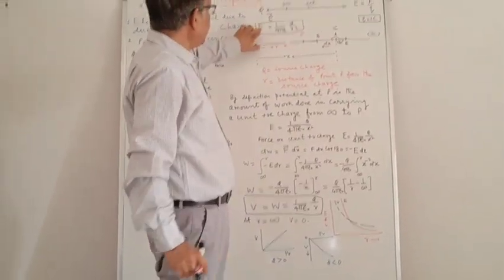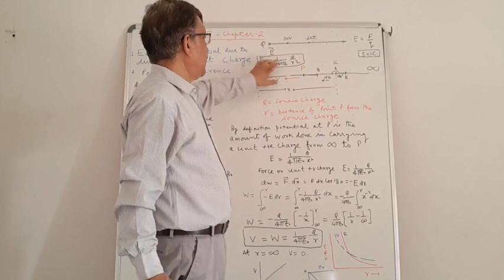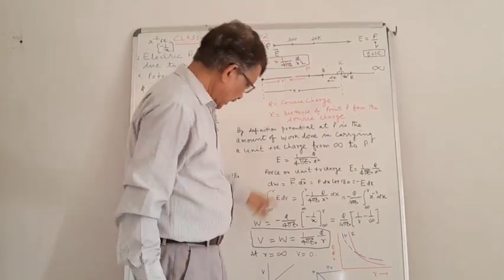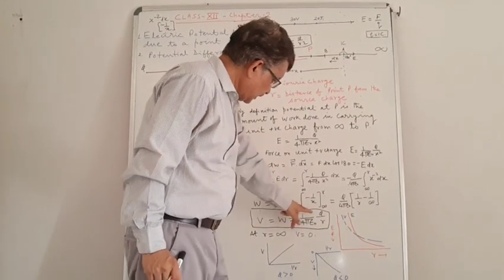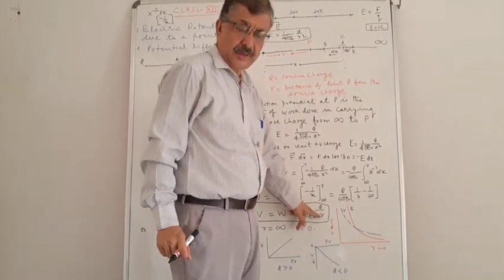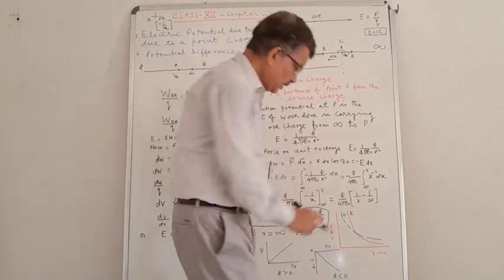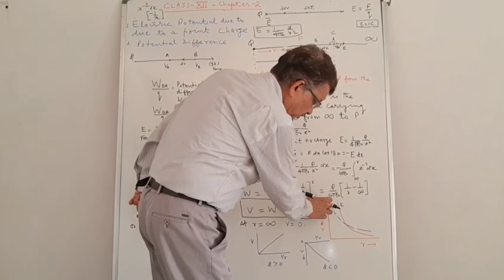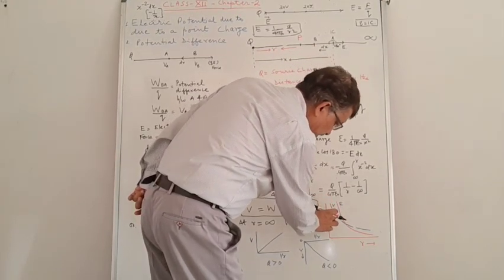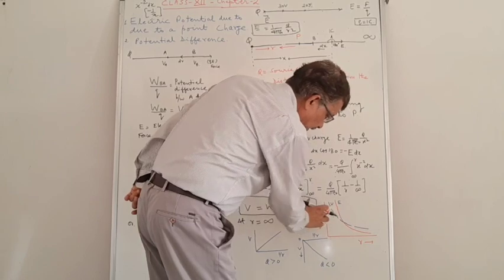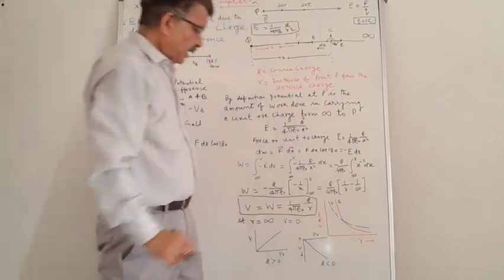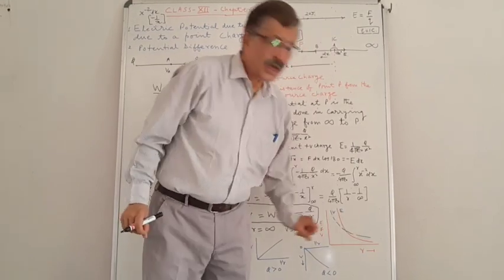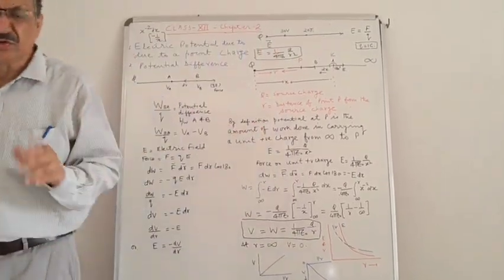Here the electric field has inverse square law variation, and V is inversely proportional to R to the power 1. So the graph of E will be like this, a sharp fall, and the graph of V will have a slightly lesser slope. So that is the variation of E and V taken together with respect to R, where R is the distance from the source charge.